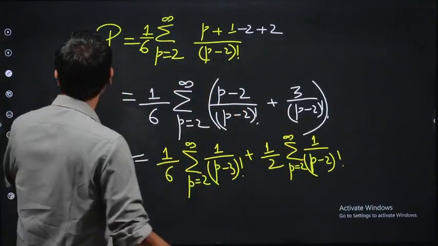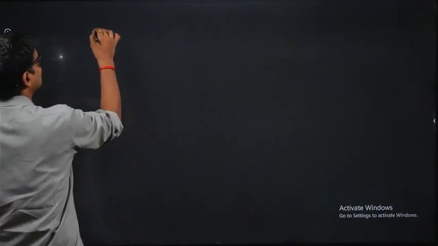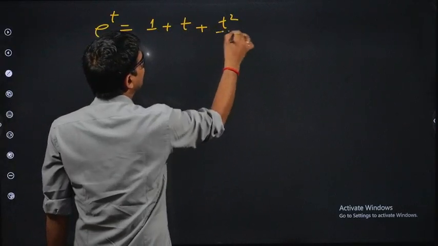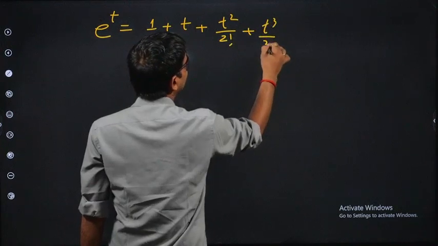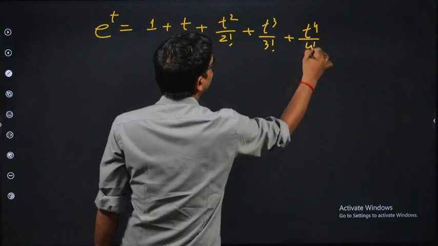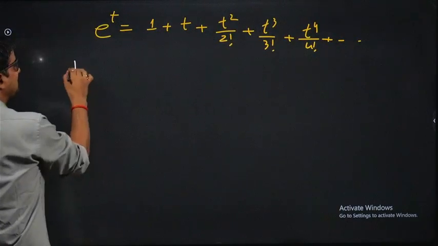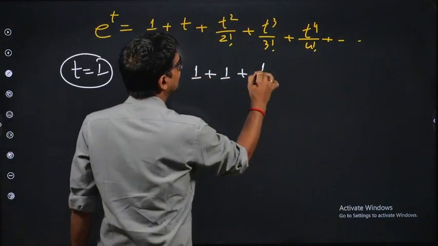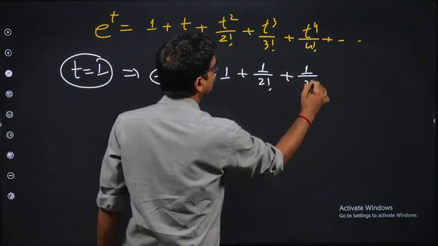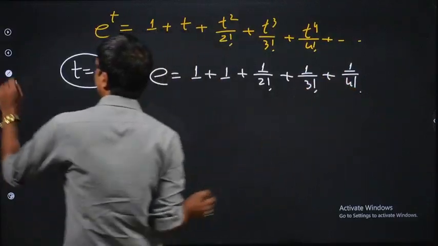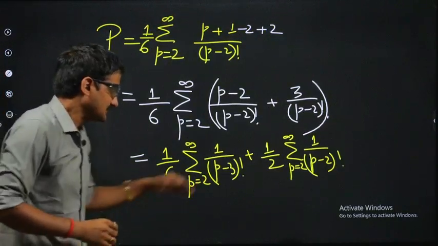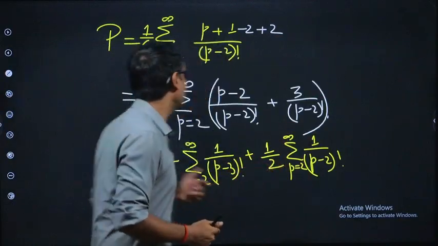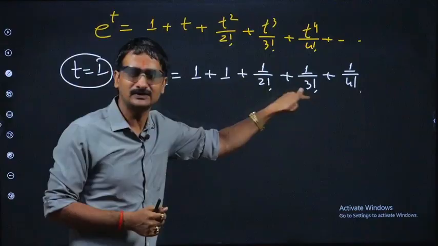Which series will help us? The exponential series is going to help us. We should know that e raised to the power t is 1 plus t plus t square by 2 factorial plus t cube by 3 factorial plus t raised to power 4 by 4 factorial, and if I replace t by 1, we get e equal to 1 plus 1 plus 1 by 2 factorial plus 1 by 3 factorial plus 1 by 4 factorial. Starting from 1 by 0 factorial, which is 1, plus 1 by 1 factorial, plus 1 by 2 factorial, that's e.